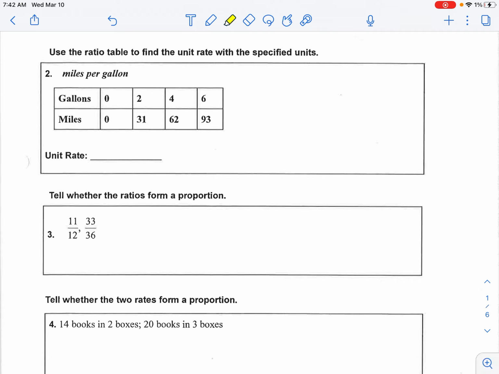Use the ratio table to find the unit rate with the specified units. Remember, finding the unit rate, the number on the bottom has to be a 1. So I'm going to take the ratio of 93 miles to 6 gallons. And I'm going to come over here and put that as a ratio. 93 miles to 6 gallons is how much per 1 gallon. So we're going to have to do a division problem. To find the unit rate, it's always numerator divided by denominator.